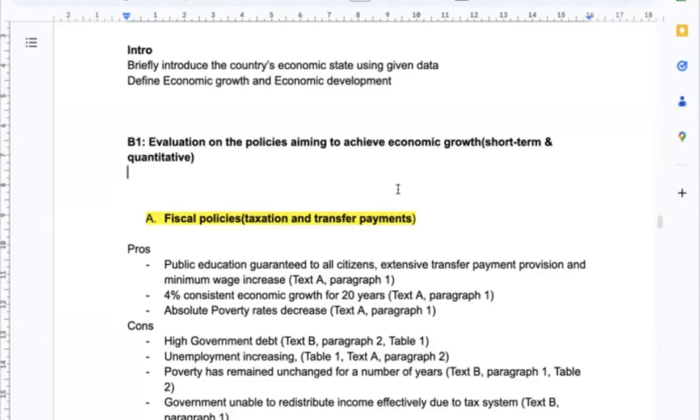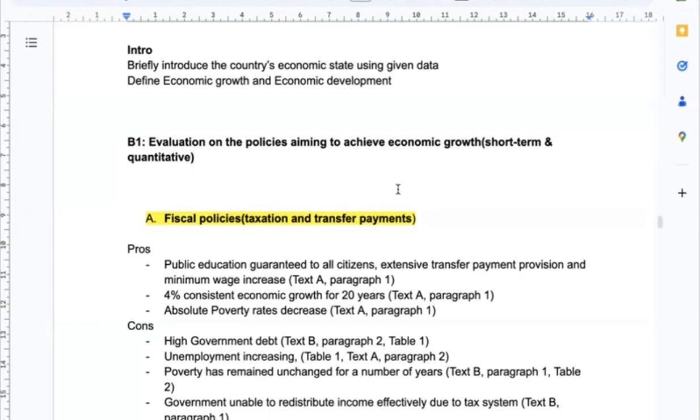Let's talk about the pros of the government's fiscal policies. The government guaranteed to provide public education to all citizens, and it provided extensive transfer payments and increased the minimum wage, which must have contributed to achieve 4% of consistent economic growth. And those above must have contributed to decrease the absolute poverty rate as well.